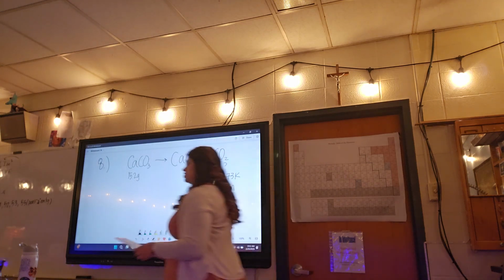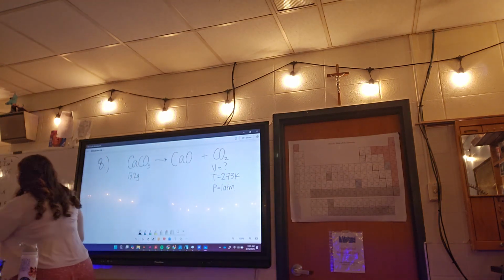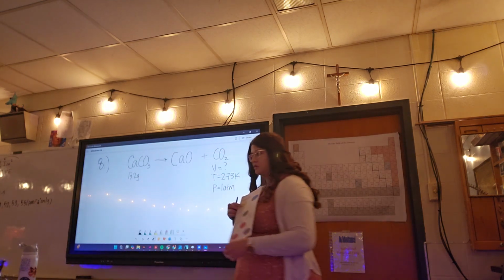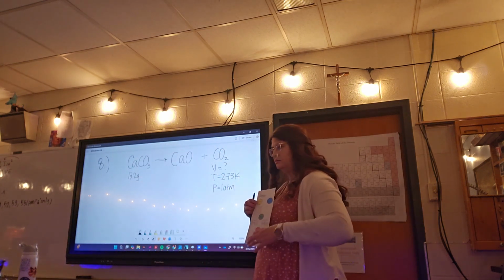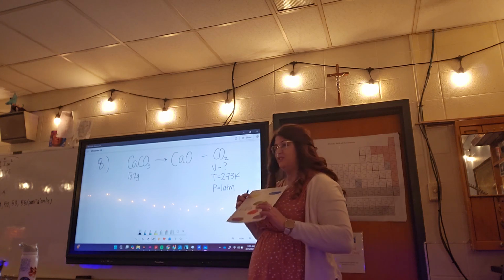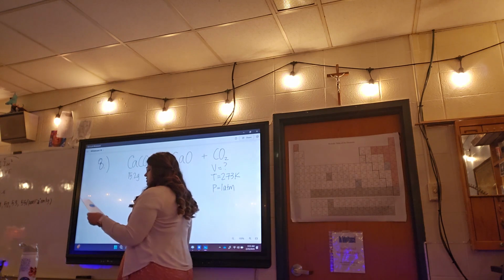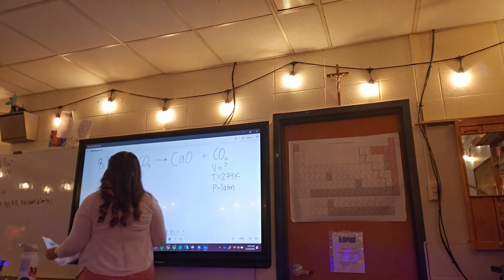Okay, so which colored circle are we starting with? Yellow. We are starting with yellow. And what color circle are we ending with, Joe? Purple. So we've got to do yellow to purple. At the beginning it says to convert to moles, and we divide by the formula weight.